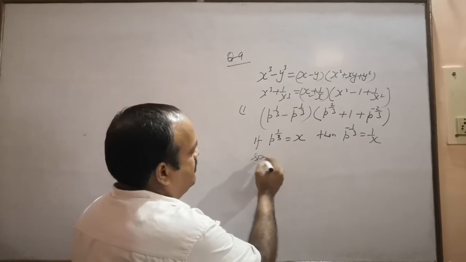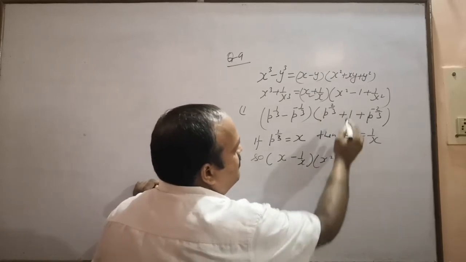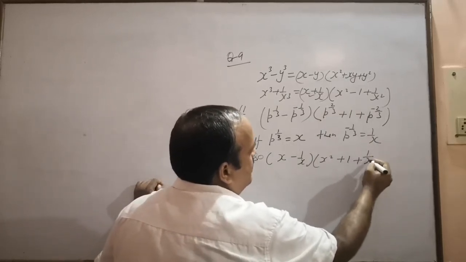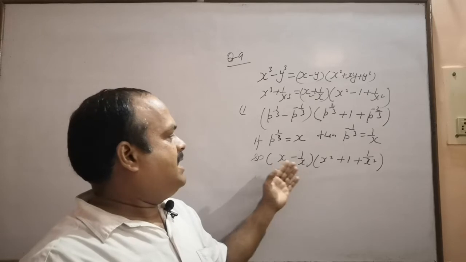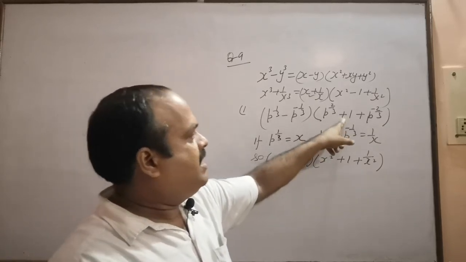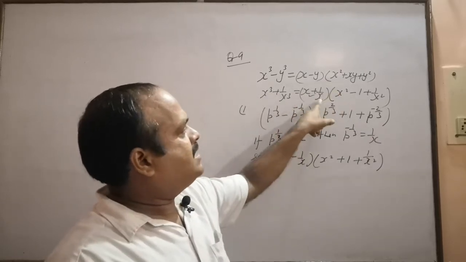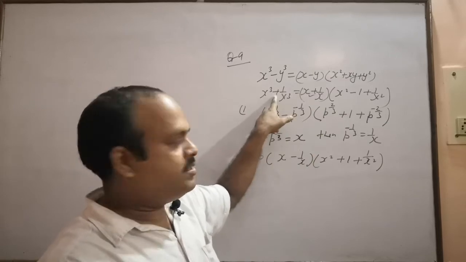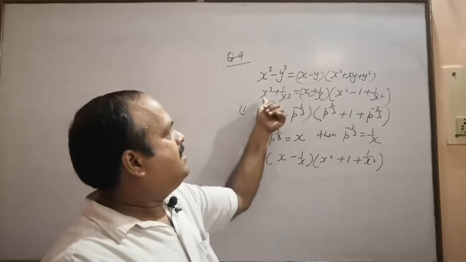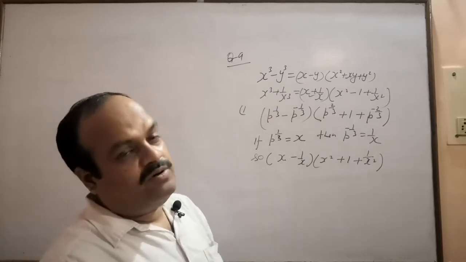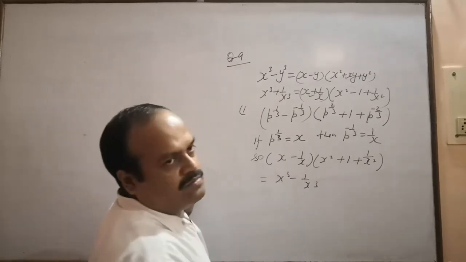So therefore this can be written as x minus 1 by x, and this can be written as x square plus 1 upon x square. x minus 1 by x, x square plus 1 by x square. See this, if we have x plus 1 by x, then this is x cube plus 1 by x cube. If we have x minus 1 by x, then this product will be equal to x cube minus 1 by x cube. So this can be written as x cube minus 1 by x cube.